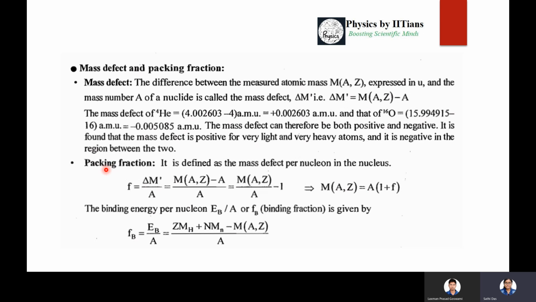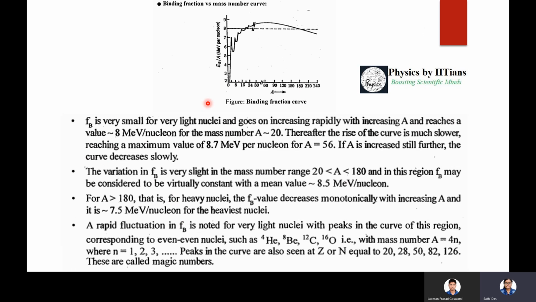So you should understand the difference between packing fraction and binding fraction. Packing fraction is the mass defect per nucleon. Binding fraction is binding energy per nucleon. Okay. So if you draw a graph, a binding fraction versus mass number.